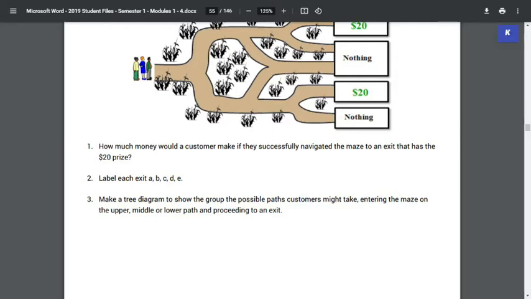So they have to pay $10, and then if they successfully navigate it, they're going to win $20. So we're going to take that $20, subtract from it how much they pay, which is $10, and we are going to get a $10 profit right there. Profit.